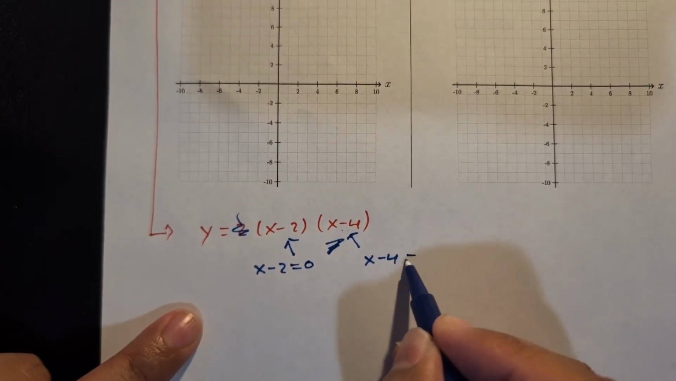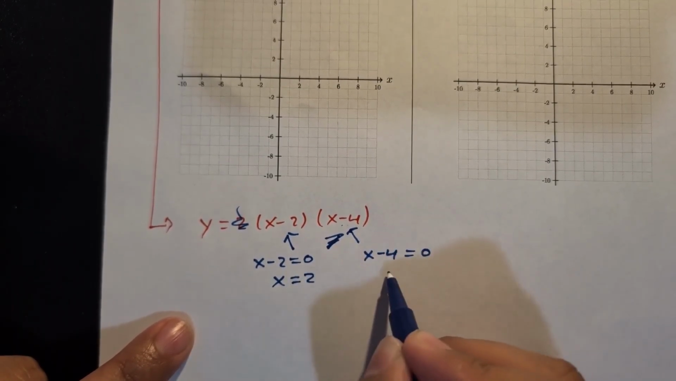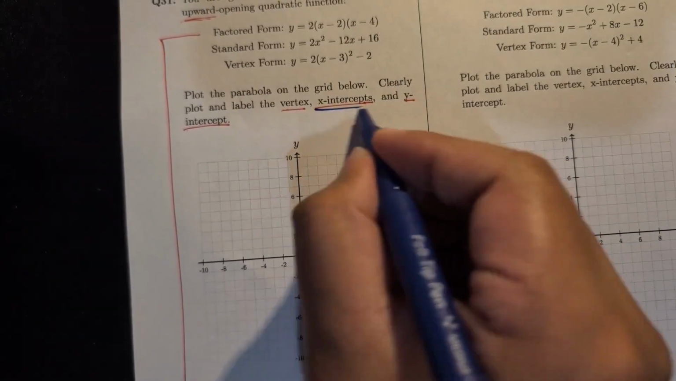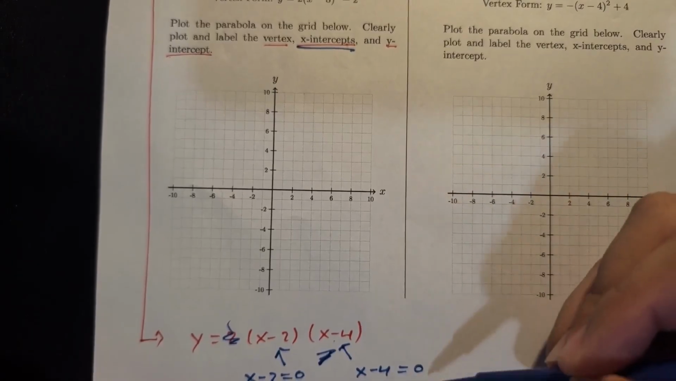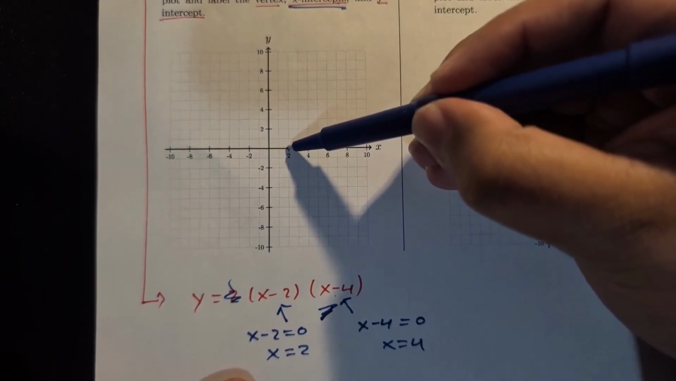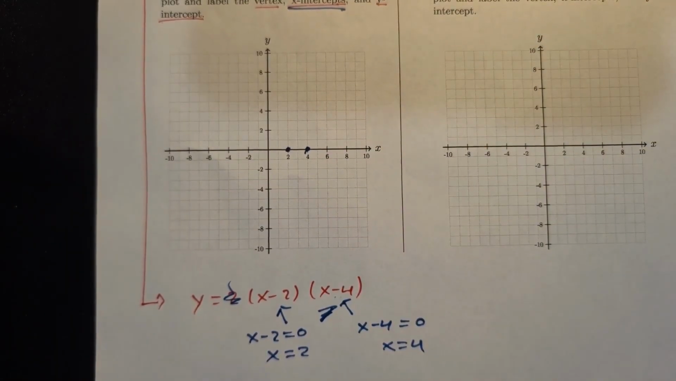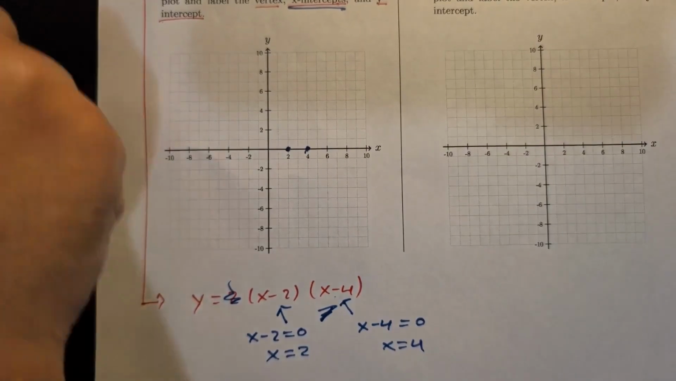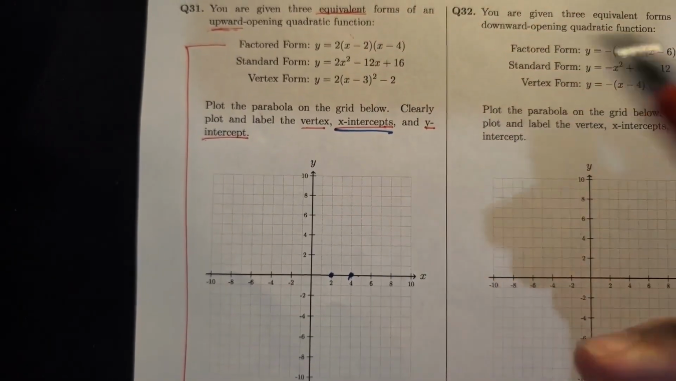Set them equal to 0, keep them separated. Solve for x: x equals 2, x equals 4. Those are your x-intercepts. Meaning, on your x-axis, look for 2, look for 4, make a point. So, if I'm looking for 2, make a point right there. x equals 4, make another point right there. Your parabola is going to go through those points. Okay, so that was factored form. The factored form gives you the x-intercepts.